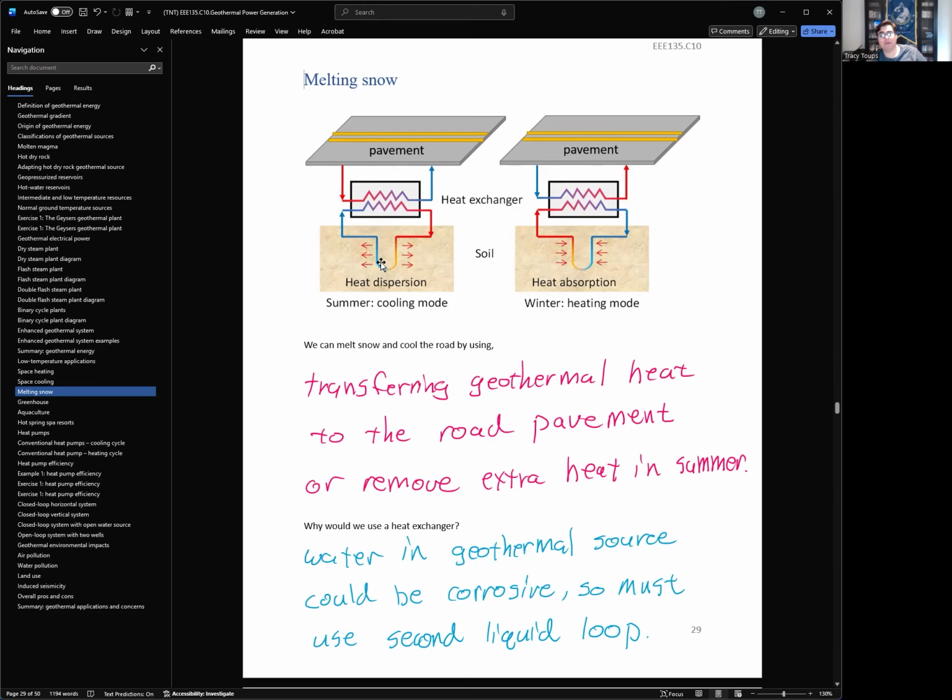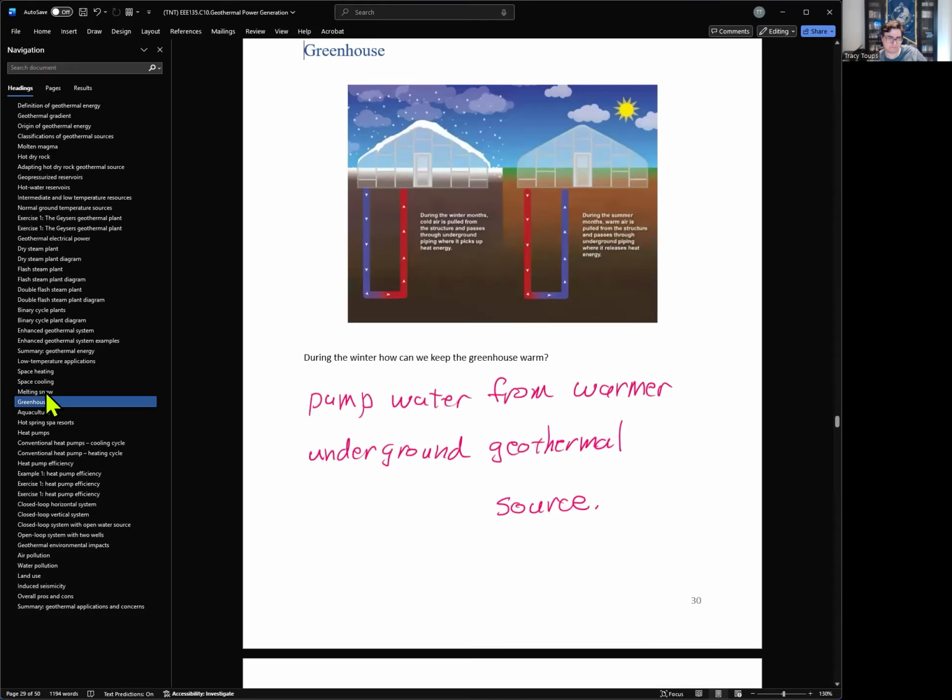So like a binary cycle plant, let's have two completely separate liquid looping systems so we don't transfer that corrosive material to the pavement, right? The piping and the heat exchanger we could build tough enough to withstand the corrosiveness and let the pavement do its thing of supporting the road and the cars and all that stuff, okay? So yeah, melting snow, and this typically happens in the north, right?